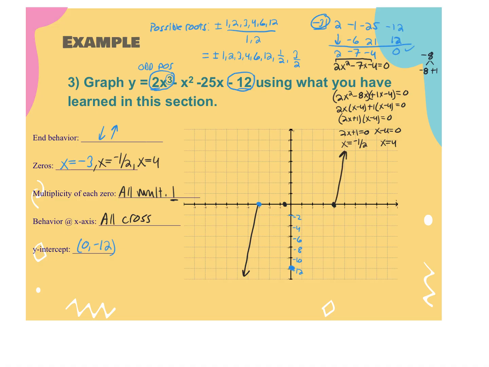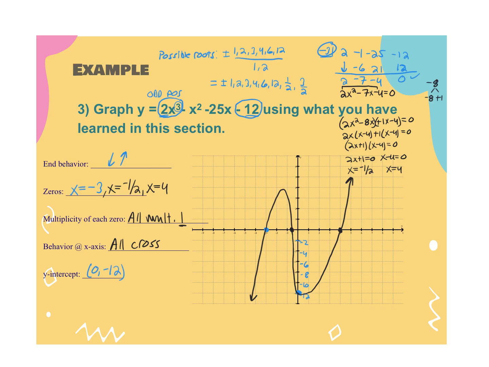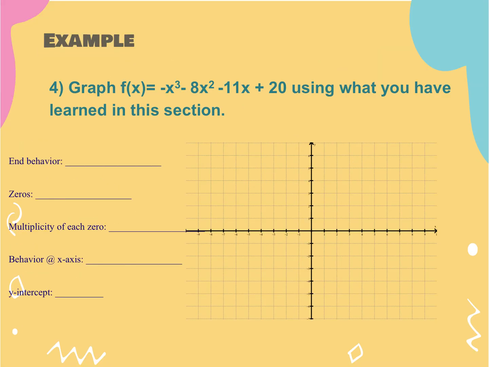And then I know that at these x-intercepts, they're going to cross, right? So I'm going to cross, go back down, cross, and then I have to cross the y-intercept. And then eventually I'm going to have to go back up, and then we cross that point as well. All right, so this is the final sketch of our graph, all right? Let's try one more like it.